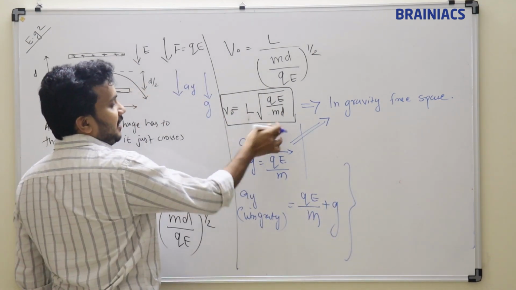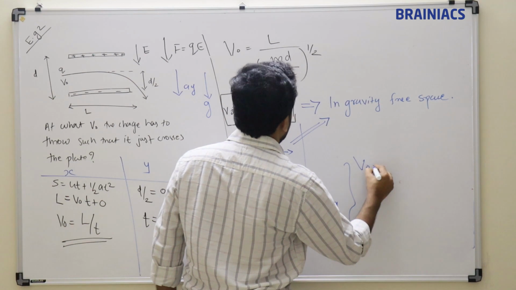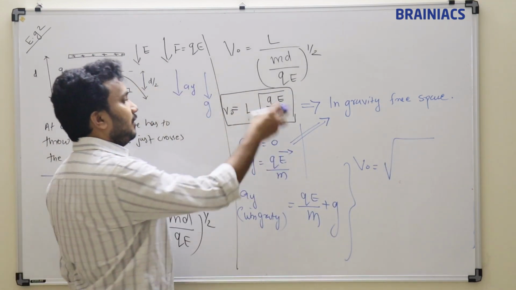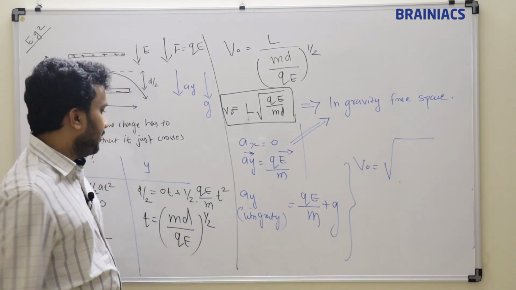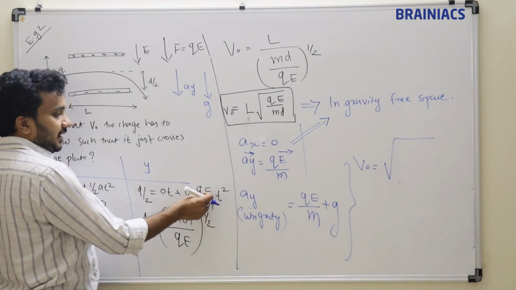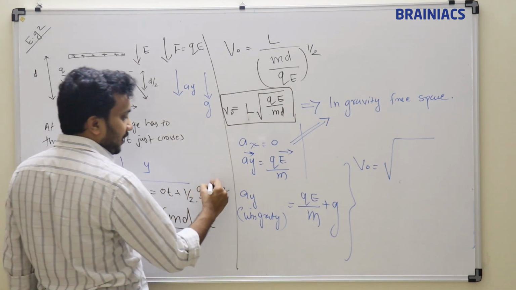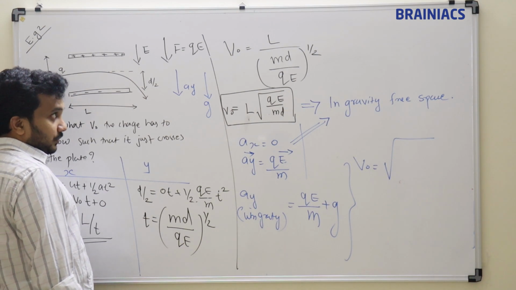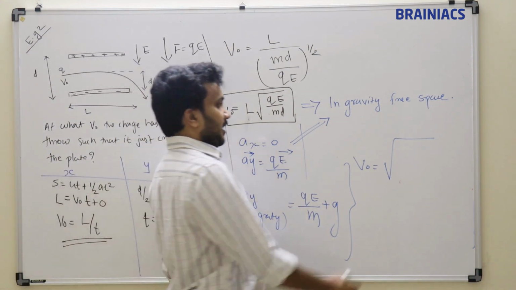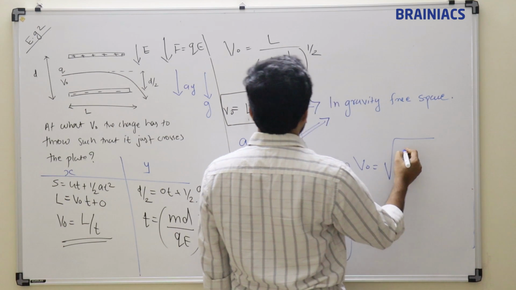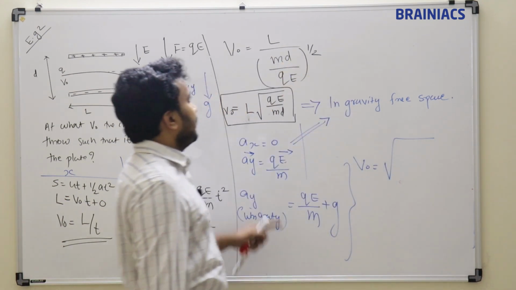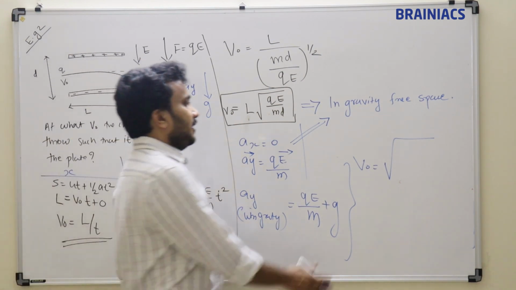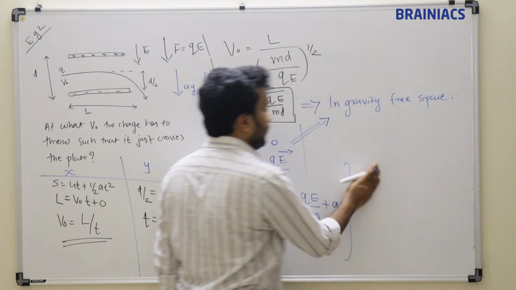So if you alter this equation with gravity, QE by m is already an acceleration quantity. So instead of QE by m, you have to add the g quantity. You also have to add plus g. So plus g will come in this equation, sir. We know this equation. Here QE by M is called the acceleration. If you do this, the difference is that ay will change.